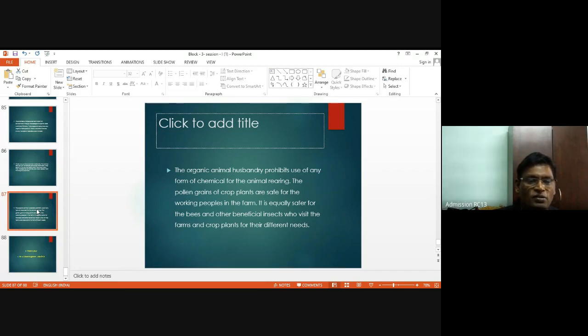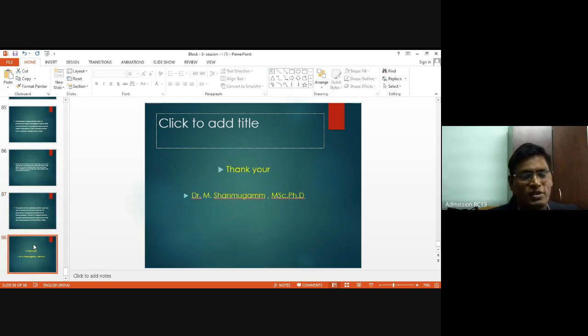The pollen grains on croplands are safe for the people working on the farm. It is equally safe for bees and other beneficial insects who visit the farm's crop plants for their different needs. So these are all about Block 3, sustainable agricultural management. I have almost touched all the subtopics of this topic. Thank you. Now, if you have any one or two questions, we'll take them, then we'll go for the discussion. Thank you very much.